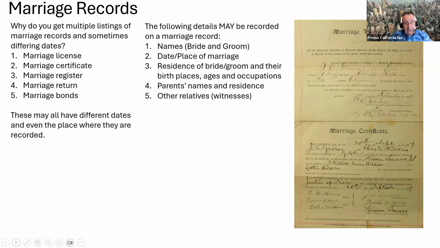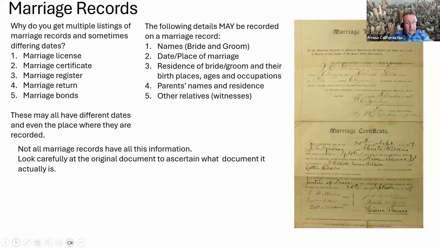You may find the residence for the bride and groom. You may find information on their birth, dates and places, their ages, their occupations. Sometimes you'll find their parents' names and where their parents reside. And there'll usually be witnesses listed, which are often other relatives, though they don't have to be. And so there's a lot of different things that may or may not be on the record, depending on which of the records you're looking at and what locality this record comes from.